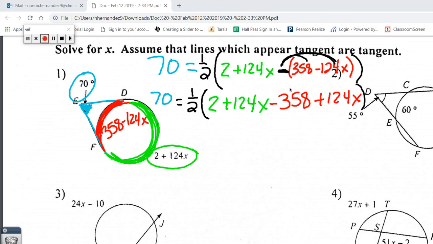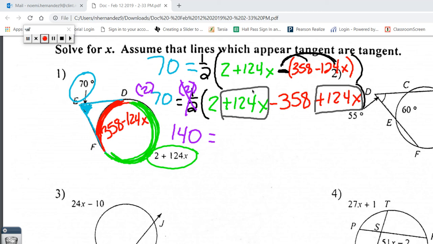So again, I have the 1/2 outside parentheses, so I have two options. I can distribute to every single term, or I can just get rid of it by multiplying by 2. I think it's easier if we multiply by 2. Cancel that out. So I have 140 equals, now inside parentheses, I am going to combine like terms, everything that I can. I'm going to start by combining my x's. So I have a positive 124x plus 124x. That's going to give me a total of 248x.